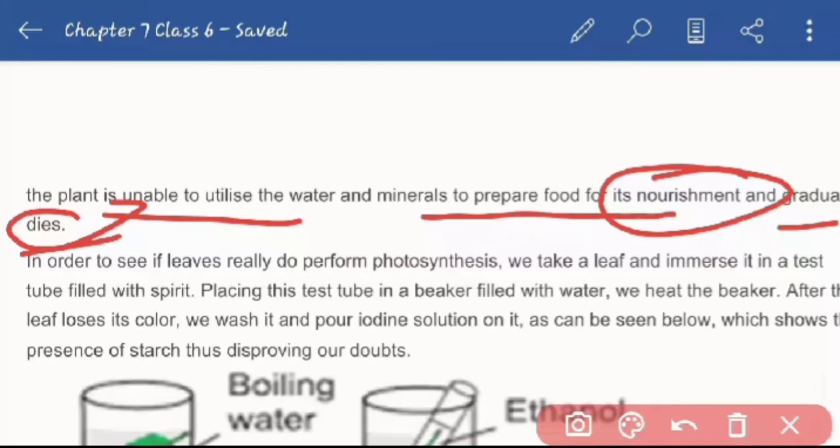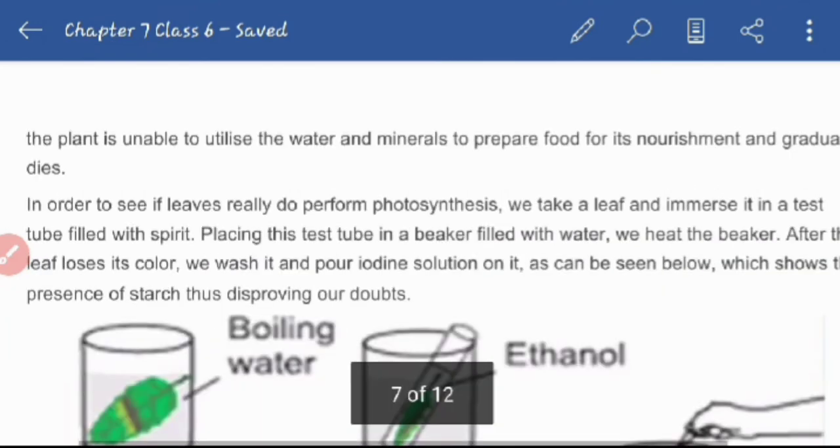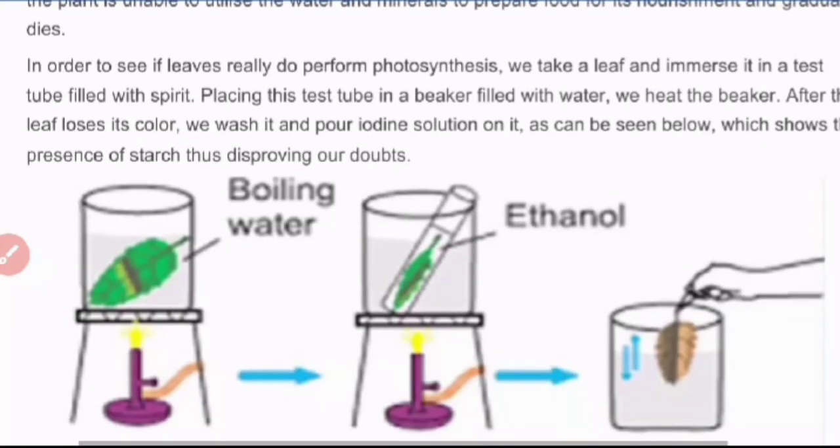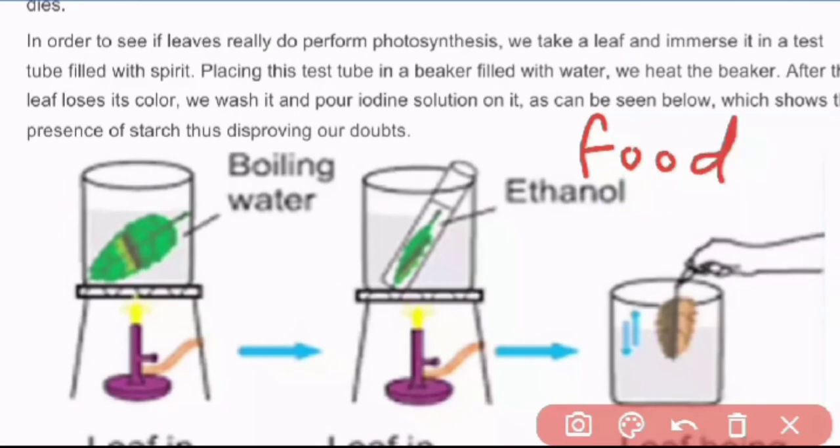Okay. Next, in order to see if leaves, now there is a third activity. Since this activity requires some things which you have to purchase from the market, we will not be performing this activity. We just have to understand this activity. So what is this activity about? Now, you know that after the process of photosynthesis, plants are preparing food. Okay, plants are preparing food.